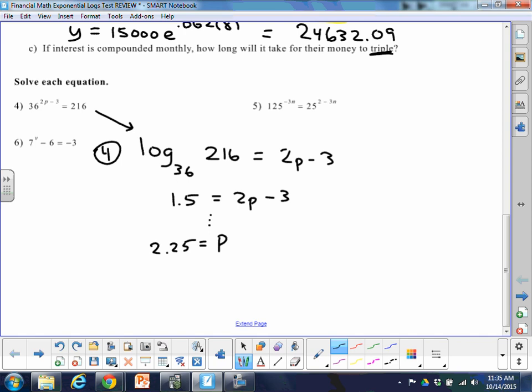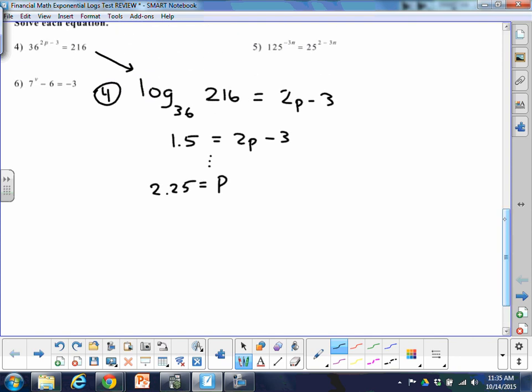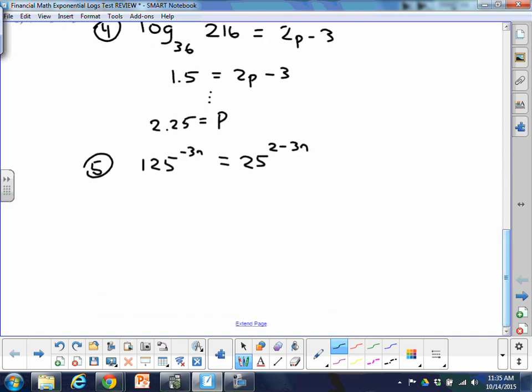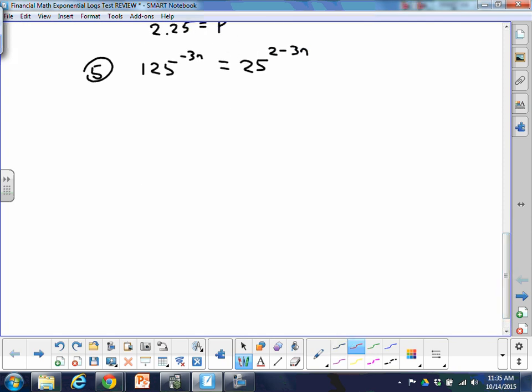Okay, number 5. A little bit messier because there are exponents on both sides, right? So if we set number 5 up, it's 125 to the negative 3n equals 25 to the 2 minus 3n. So what I would do, we can't just change this one to log form, because both sides have an exponent on there. So this is one where you actually have to take the log of both sides. So I'm taking the log of the left and the log of the right. At this step, all I've done is written the word log there.